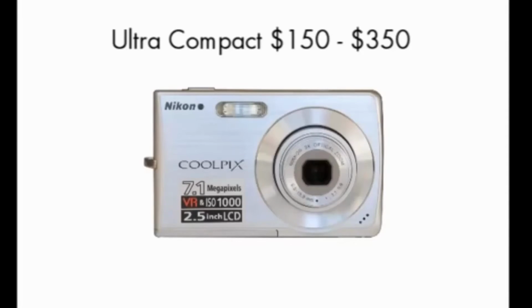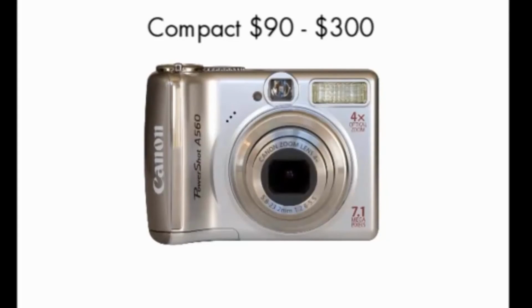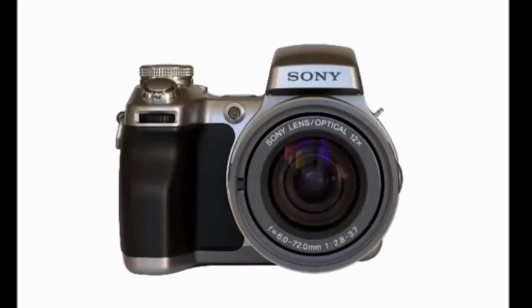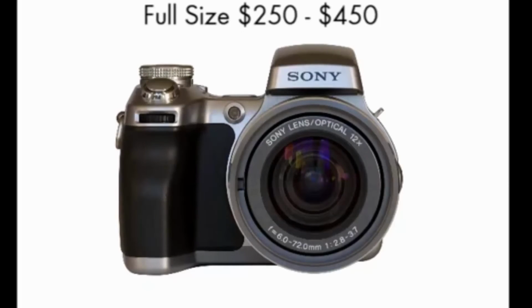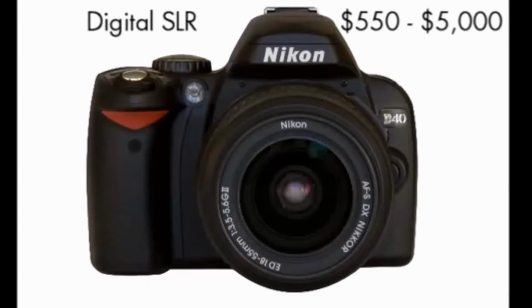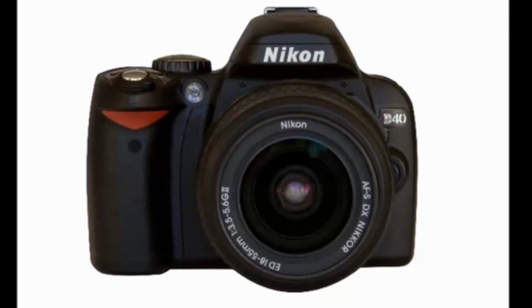Number 5. How much do you want to spend on a digital camera? What is your budget? Are you buying one for yourself, or is it a gift for someone else? Ultra-compact digital cameras can range from $150 to $350. Compact digital cameras can be $90 to $300. Full-size digital cameras can average $250 to $450. Digital SLR cameras can cost about $550 to $5,000 plus lenses.